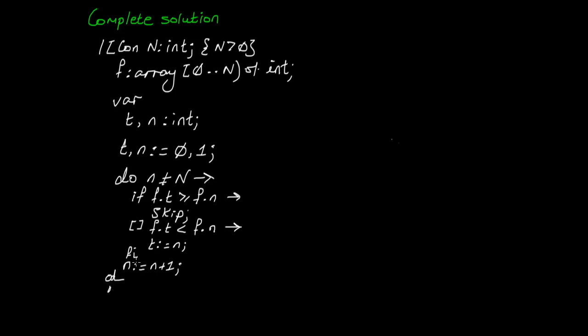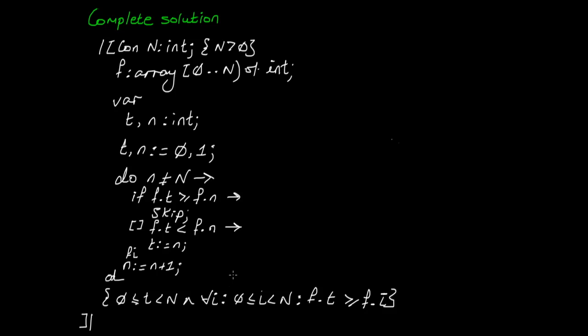And that gives us, well, after that, small n, of course, will be equal to large N. So that ends up giving us our postcondition, which was t greater than or equal to 0, less than N, and for all i greater than or equal to 0, less than N, and hopefully if everything has worked out, f.t will be greater than or equal to all the other elements in the array, f.i, and that's the end of our program.